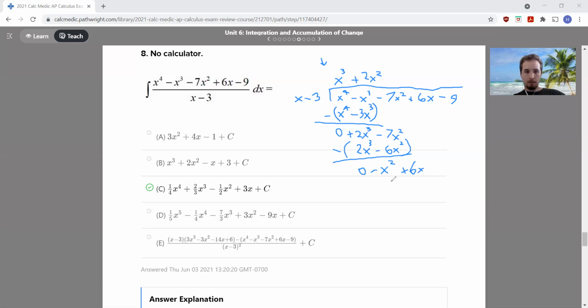How do we make an x into a minus x squared? Well, we just multiply it by minus x. And we're going to get that negative x squared. Negative x times negative 3 is going to be a positive 3x. And then we're going to subtract this.